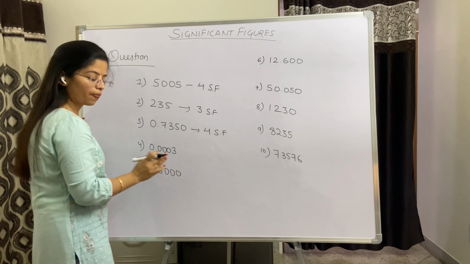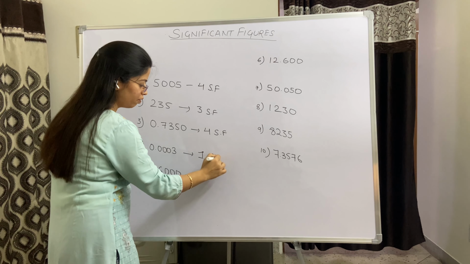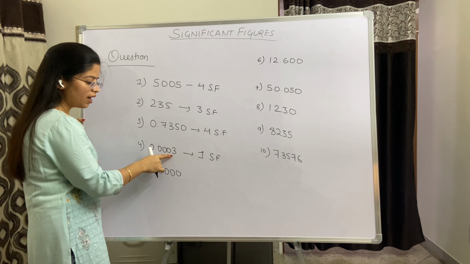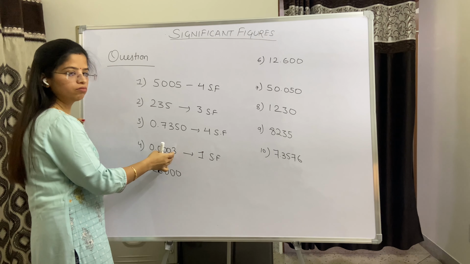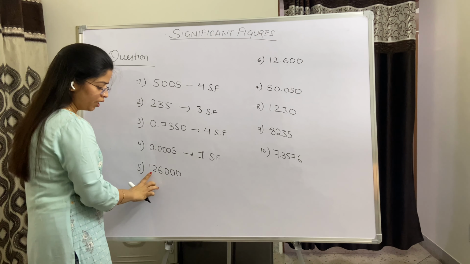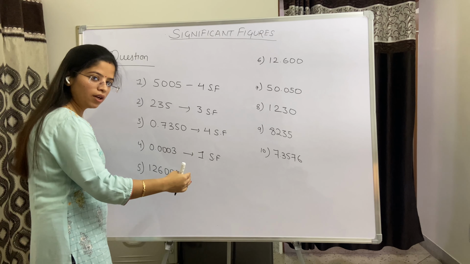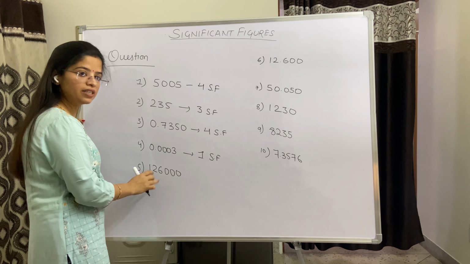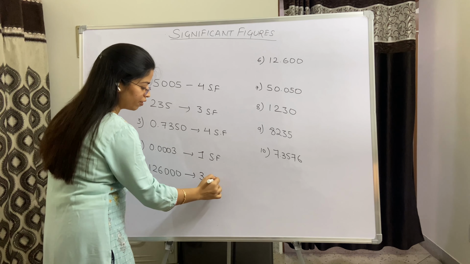In this case we have only one significant figure, as these zeros are present before a non-zero number. In this case we have only 3 significant figures because these zeros are present after a non-zero number and we don't have any decimal here. So I can say there are 3 significant figures in this case.